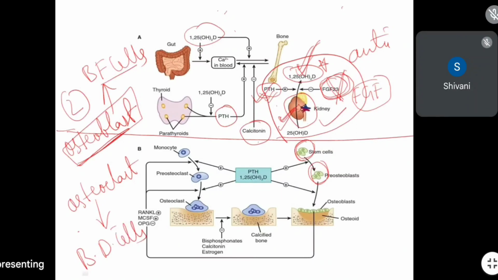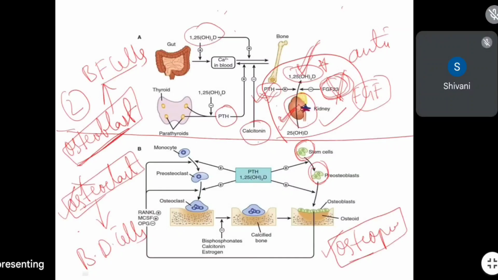Now you see, if anybody is having osteoporosis, osteoporosis means the patient's bone is getting destroyed. That means the patient's osteoclast activity is increased. If the patient's osteoclast activity is increased, simply we can say that the patient is having osteoporosis. Now what we have to do? In order to decrease osteoporosis in the patient, we should try to decrease the osteoclast activity. Simple. If osteoclast activity is decreased, what will happen? Osteoporosis will decrease.